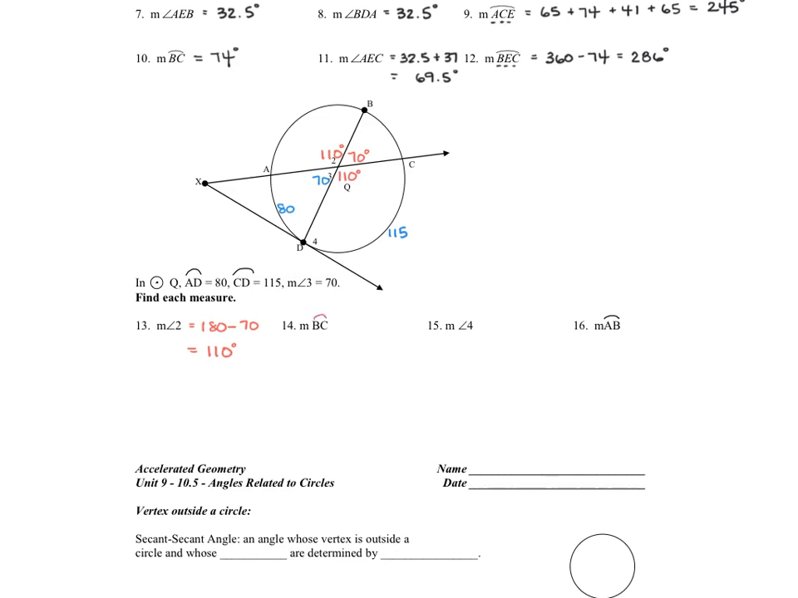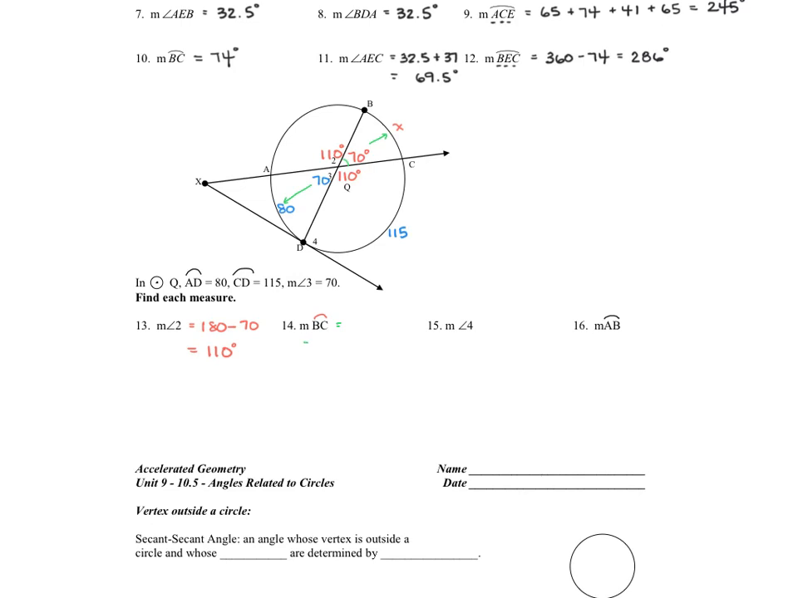We lost our arc symbol, but we're looking for the measure of arc BC. When I follow that back, I find that that arc is intercepted by two chords that intersect inside the circle, but not at the center. So what I have to remember is that the measure of an angle created by two chords that intersect inside a circle, but not at the center, is half the sum of the two intercepted arcs.